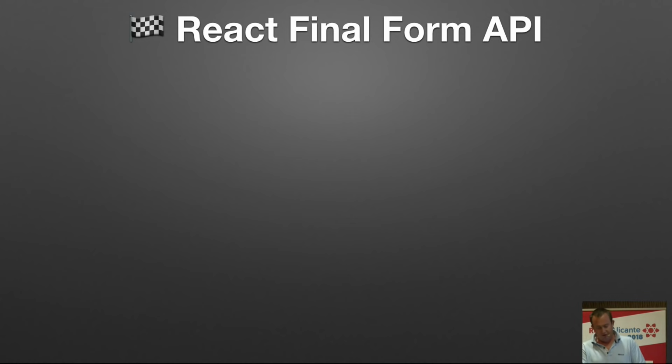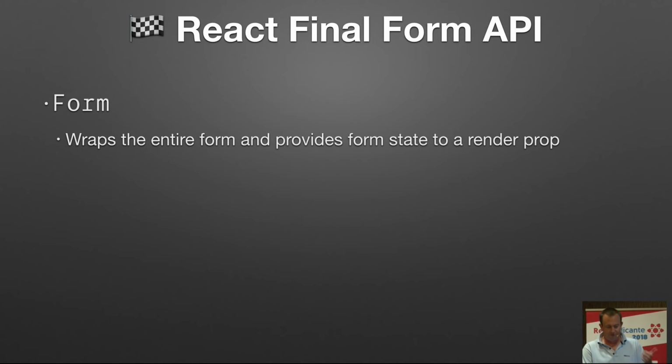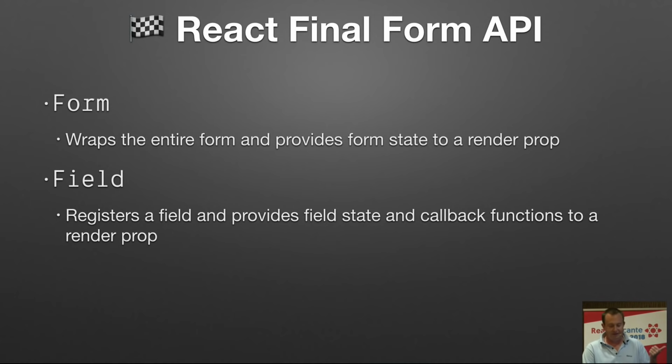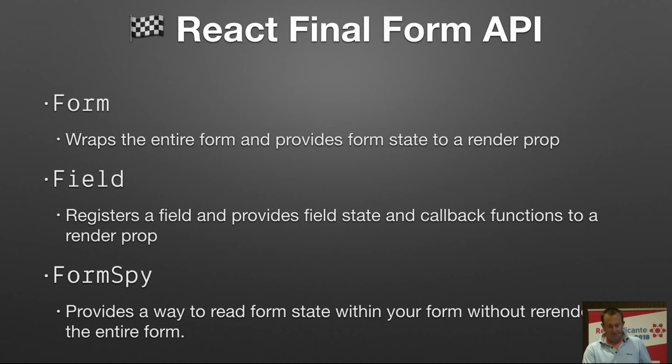So let me do a quick overview of the React Final Form API. It's really simple. There are 3 components. There's Form, which wraps your entire form and provides form state to a render prop. There's Field, which registers a field in the containing form and provides field state and callback functions to a render prop. The callback functions being things like onChange and onBlur and onFocus that you have to give to your actual input. And then there's FormSpy.